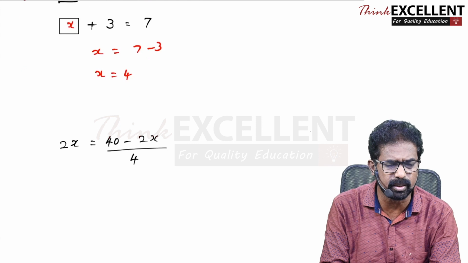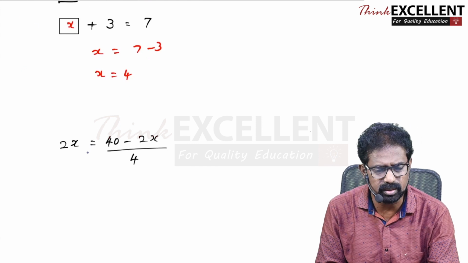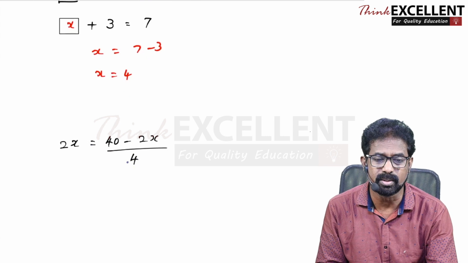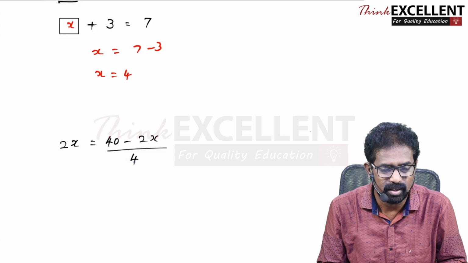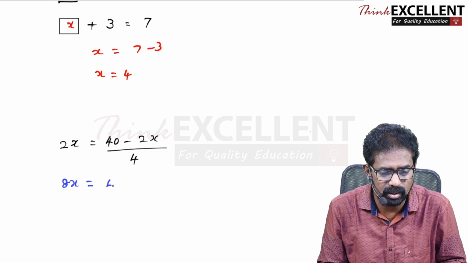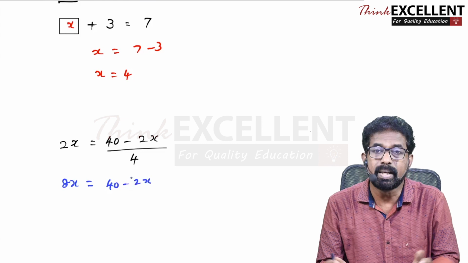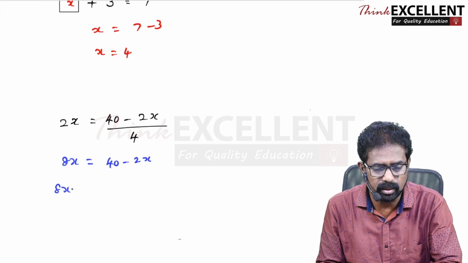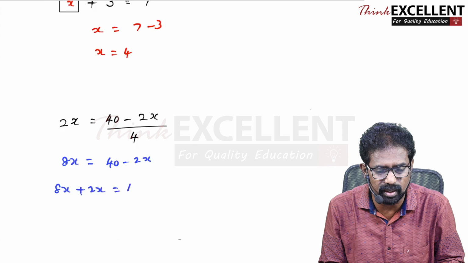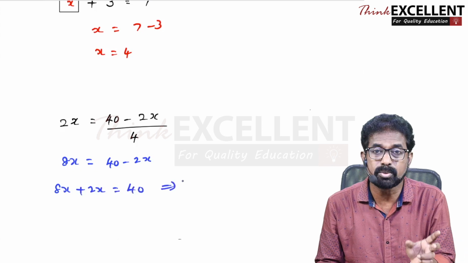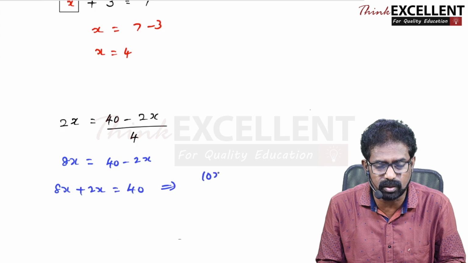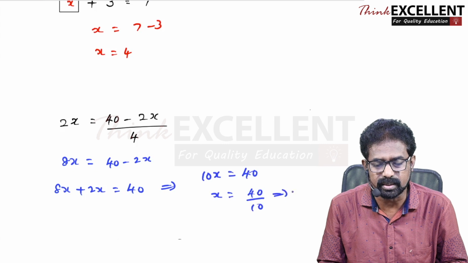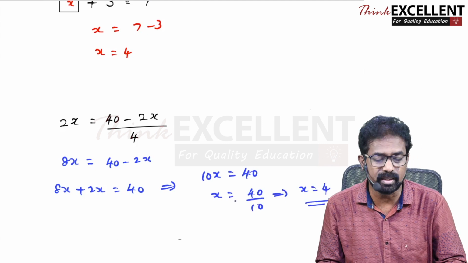Suppose you have a complicated question like this. So how can you solve it? So in the denominator we have a 4. To avoid that, you multiply both sides by 4. Simply we say we cross multiply, right? Yes. 4 twos are 8. So 8x is equal to 40 minus 2x. Bring the unknowns together. So 8x, bring that minus 2x here. You are getting plus 2x equal to 40. So you are getting like terms, so you can add it. 8x plus 2x is 10x equal to 40, or x is equal to 40 by 10. You are getting x is equal to 4, right? So like that you can find the unknown.